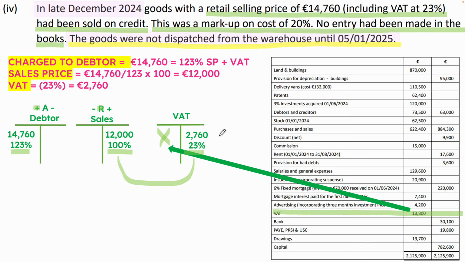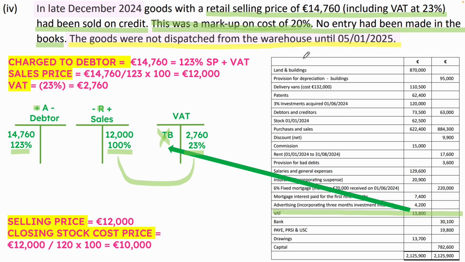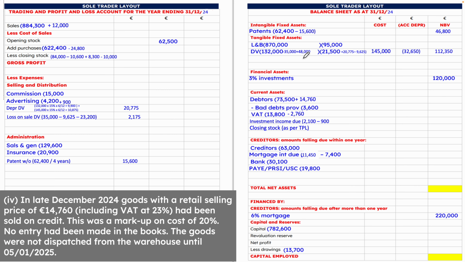Now, we can't forget about the closing stock. So the closing stock is whatever it was before we put the markup on the cost. The selling price was 12,000, and remember this is a markup on cost of 20%. So 12,000 is now 120% because it's got 20% profit margin on top of that. Multiply it by 100, and the cost price then is €10,000. So there is a lot going on in this adjustment, and it definitely tricked a lot of students.